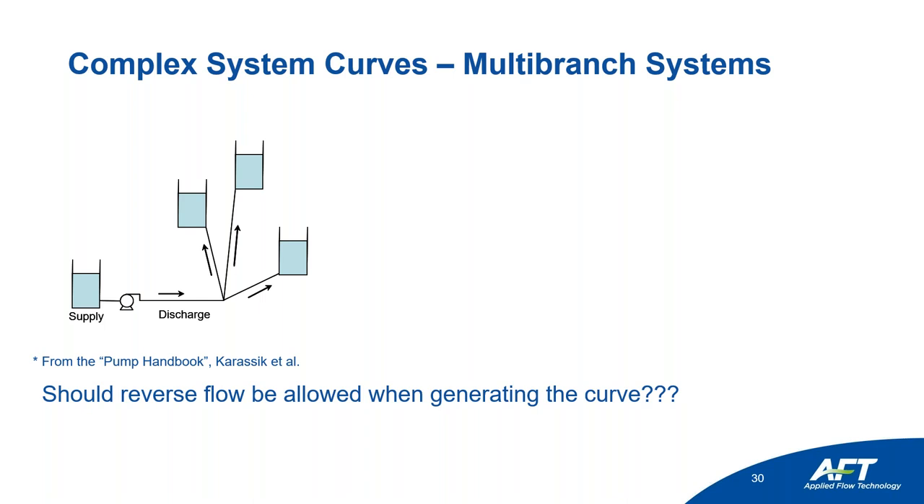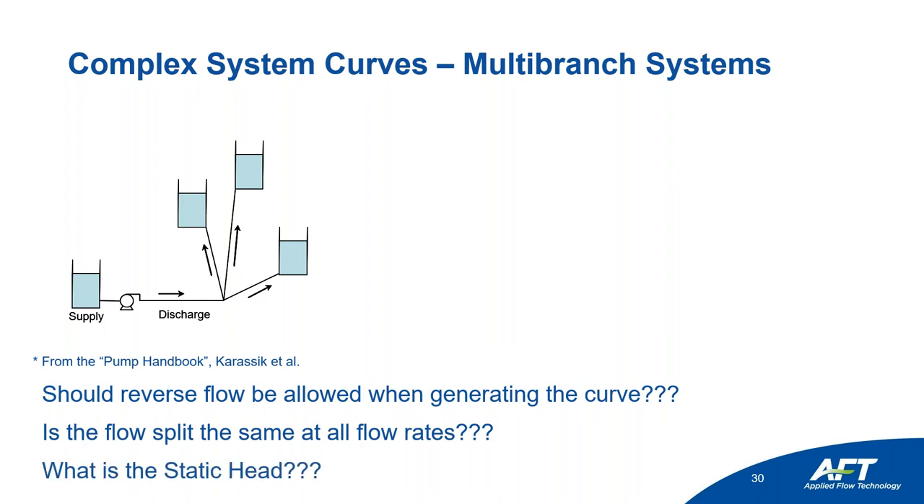The reason why that's an important question is because if you have reverse flow through the system, there are limiting cases where, depending on your liquid heights, you may not have forward flow at low flow rates when you're trying to generate your system curve. And so whether or not you allow reverse flow, that's going to change what your system curve looks like. Also, your flow split to each branch may not be the same at all flow rates. And then lastly, what's the static head?